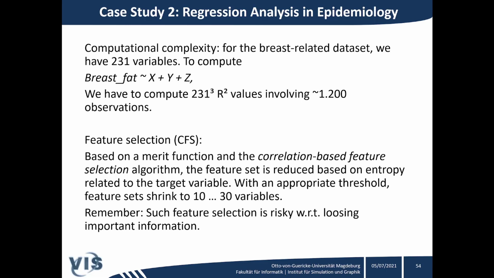Based on a merit function and the correlation-based feature selection algorithm, the feature set is reduced based on entropy related to the target variable. With an appropriate threshold, the feature sets can be shrunk to 10 to 30 variables. However, remember, such feature selection is quite risky with respect to losing important information.